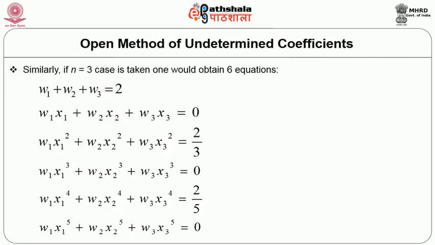These equations are: sum of the weights is 2, W1 plus W2 plus W3 is 2; W1 x1 plus W2 x2 plus W3 x3 is 0; W1 x1 square plus W2 x2 square plus W3 x3 square is 2 by 3. I mean, this can be derived very easily the way we did in the previous example. W1 x1 cube plus W2 x2 cube plus W3 x3 cube will come out to be 0, integral of x cube, odd function. W1 x1 raised to 4 plus W2 x2 raised to 4 plus W3 x3 raised to 4 is the integral of x raised to 4, so it will be x raised to 5 by 5 and 2 times, so 2 by 5, and finally again x raised to 5 is odd, so W1 x1 raised to 5 plus W2 x2 raised to 5 plus W3 x3 raised to 5 will come out to be 0.